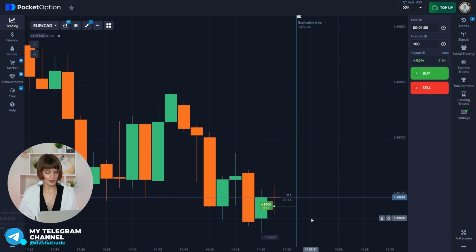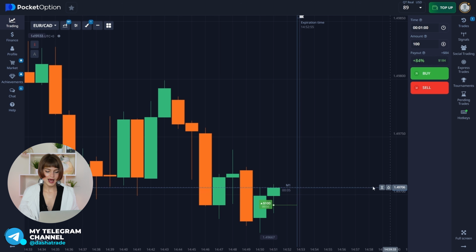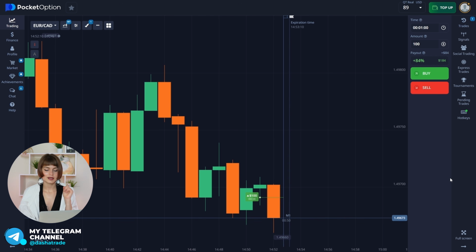So my deal is opened, I'm expecting an upward movement. If it's closed in a profit, then I will earn $84 from this deal, and that will be a very good result. We're waiting for the deal to be closed. In general, one confirming factor is already enough to successfully close the deal in a profit. However, the more confirmation you find, the greater are your chances to close the deal in a profit.